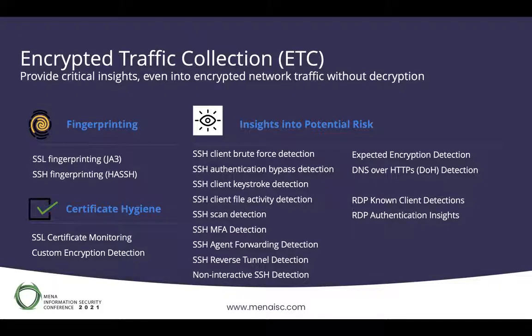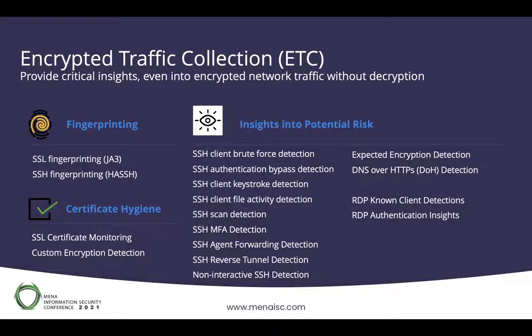Some of the key insights provided using the encrypted traffic collection are SSL fingerprinting. This creates a hash of every SSL/TLS client and server negotiation for use in threat hunting or intel feed matching. SSL certificate monitoring can track expired and soon-to-expire certificates, newly issued certificates, self-signed, invalid, or chain validation errors, weak ciphers, weak key lengths, bad versions, and so on and so forth.